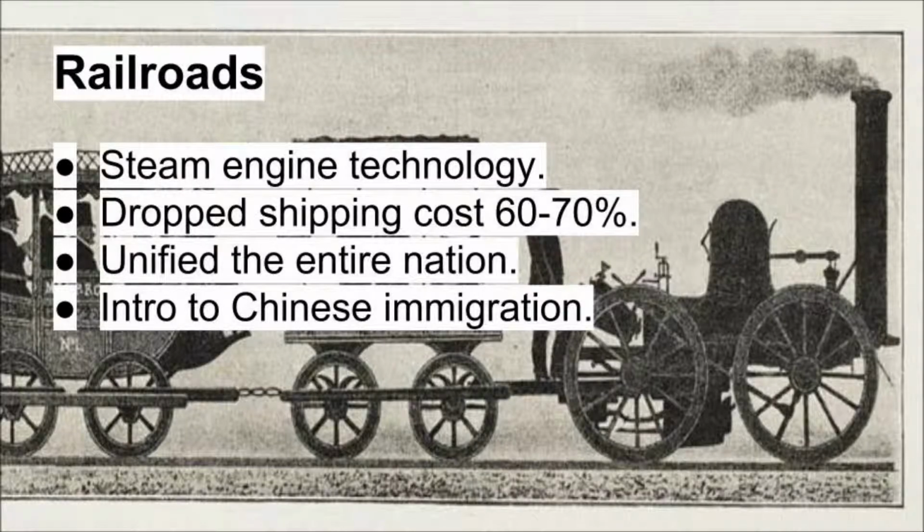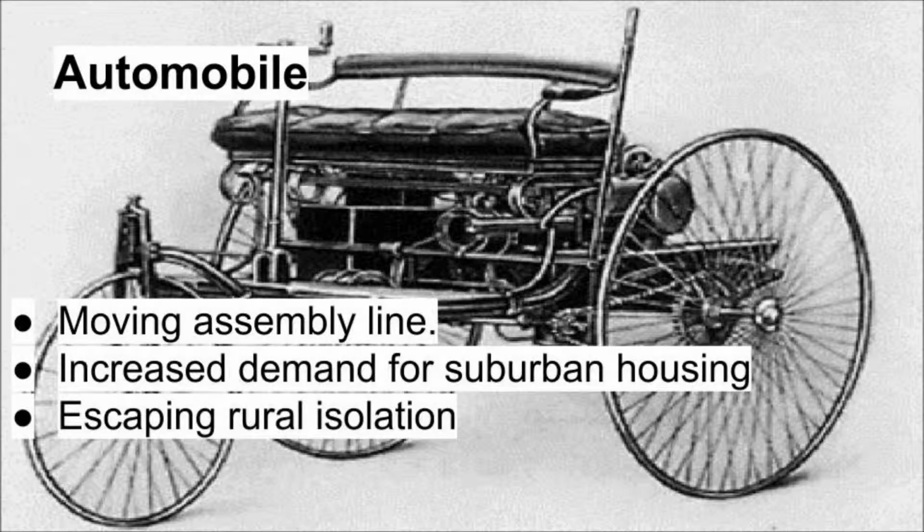Railroads at the time truly unified the nation. This was due to the invention of the steam engine. It dropped shipping costs in America by 60 to 70% of what it was before. This also led to many new immigrations, such as the Chinese immigration, which will be talked about later.